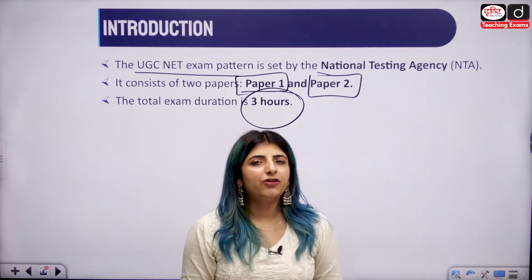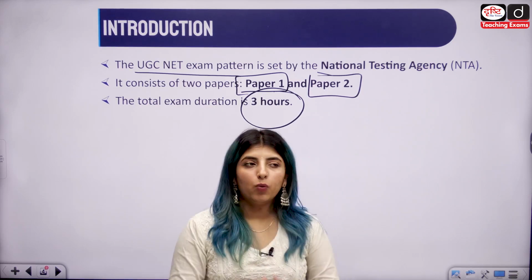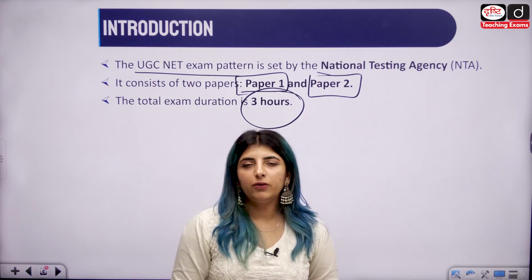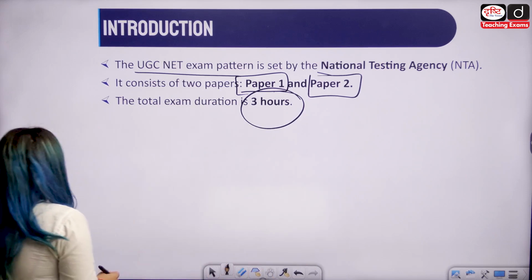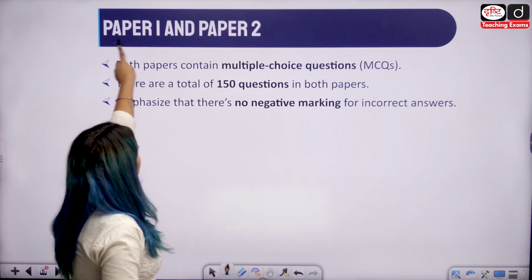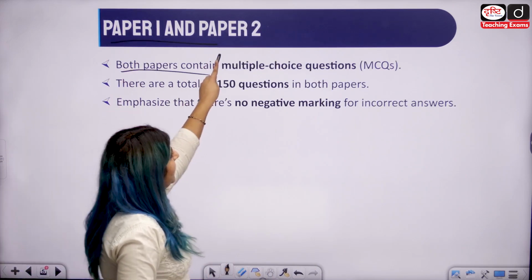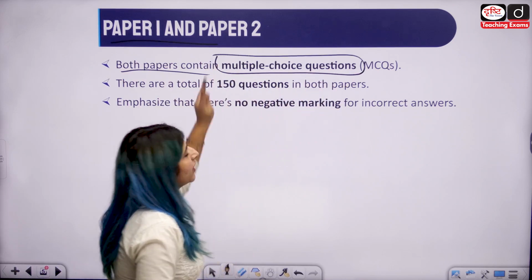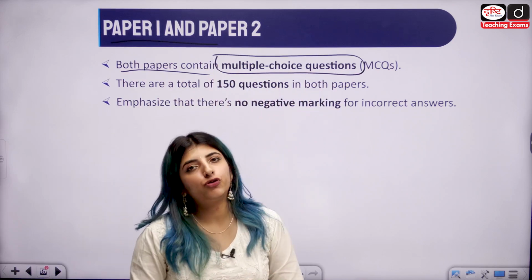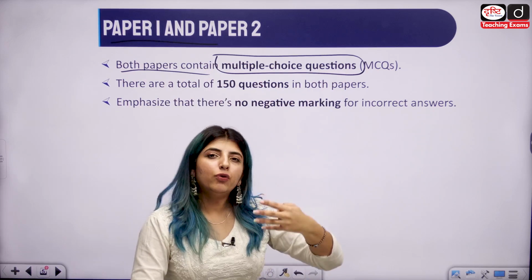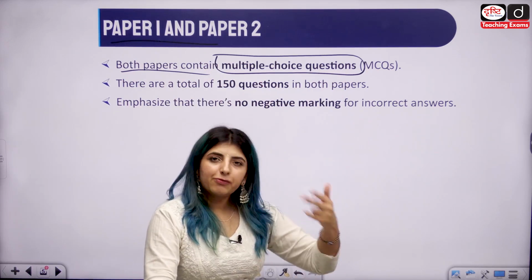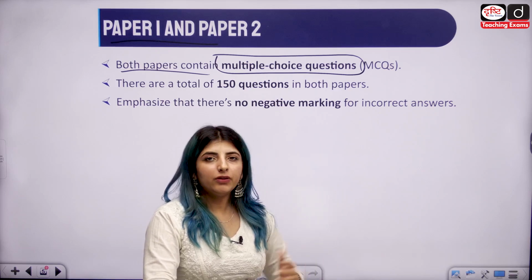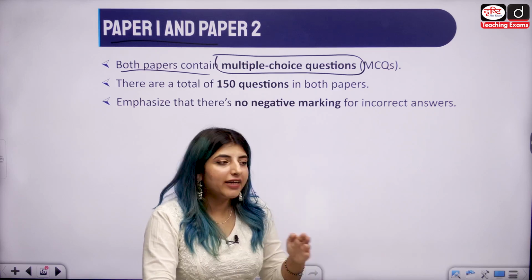So what is the number of questions? How many questions are asked? What is the weightage from each and every unit if we try to talk about paper 1? Let's just talk about it. So paper 1 and paper 2 both contain MCQs, multiple choice questions, where out of the 4 options which are provided to you, only one would be correct. The types of questions, again, I will be showing you, what kinds of questions are asked in today's examination.